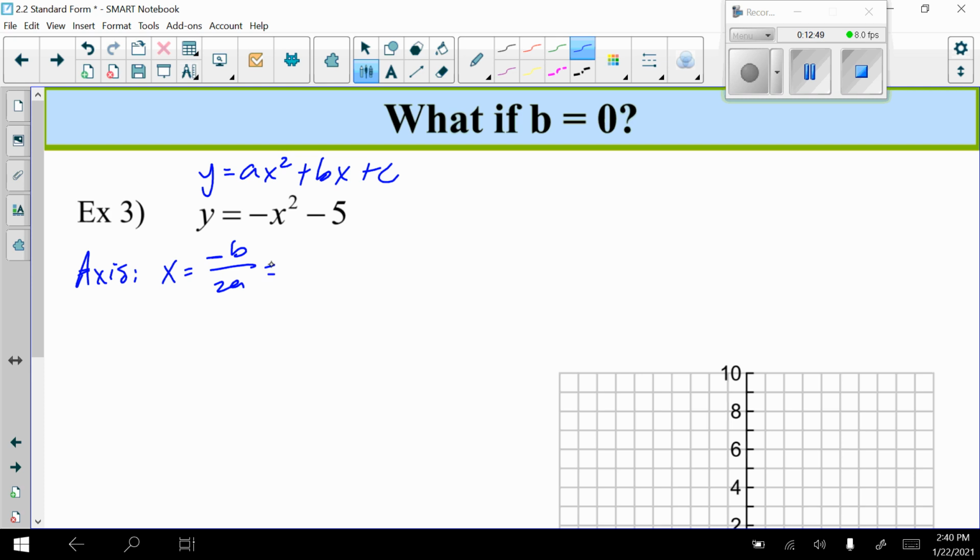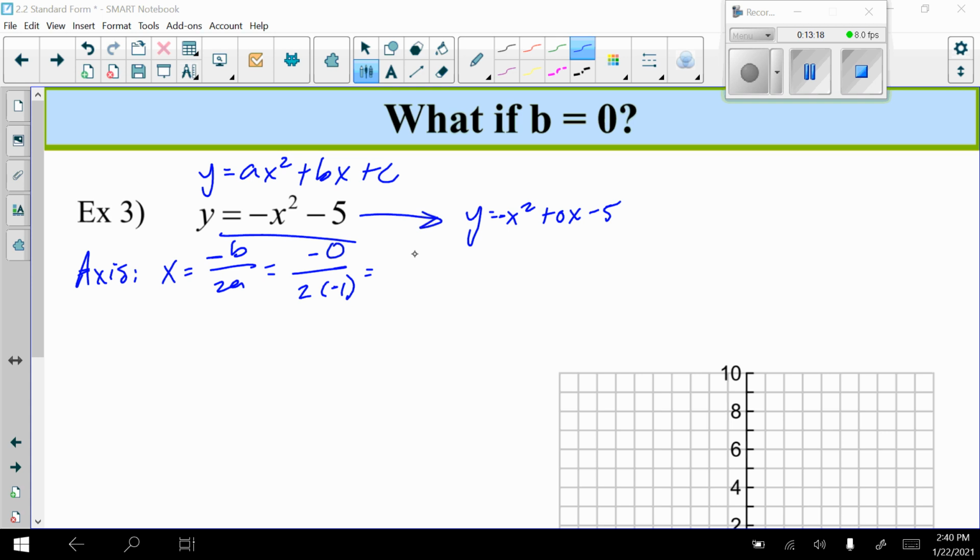Well, b is just 0, because you could think about this equation like this. Y equals negative x squared plus 0x minus 5. That's the same thing as this, right? Just wrote it with a 0 in the middle, and that's perfectly fine. That actually shows me that b is 0. So if I'm going to find the axis of symmetry, I know that b is 0, so this is going like this. Negative 0 over 2 times a, which is negative 1.